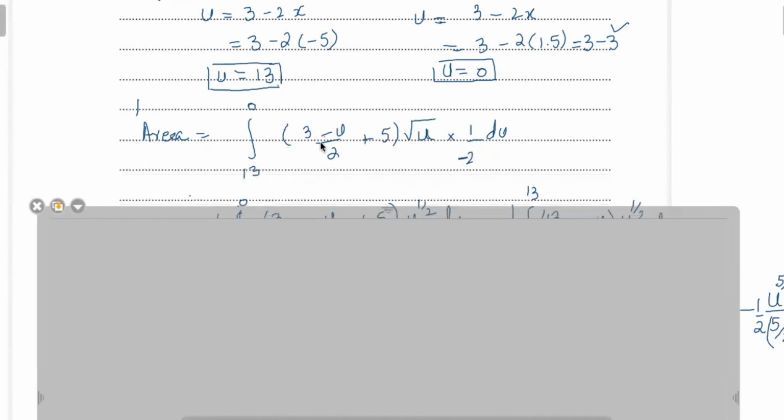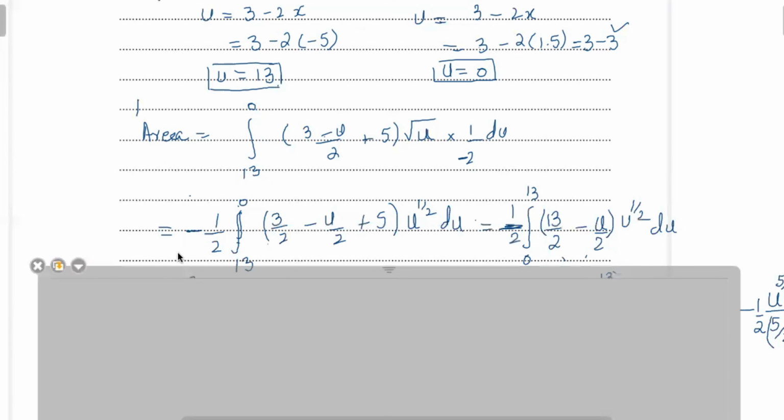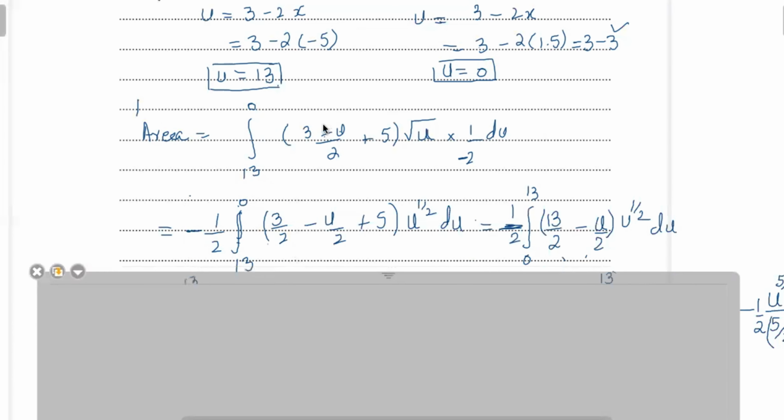Now we put the values in the integral equation. You see here, when x is -5, u is 13, so we write 13. And when x is equal to 1.5, the value of u is 0. Therefore, we write the limits 13 and 0. And the function becomes x + 5, where x is (3 - u)/2, plus 5, and 3 - 2x is considered as u, so the square root of u, and dx is du over -2. Now we write this value as -1/2 times the integral from 13 to 0. Now we can write (3/2 - u/2 + 5), and the square root of u is u to the power 1/2, du.